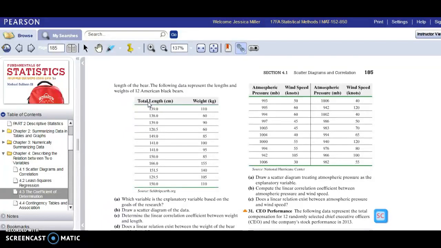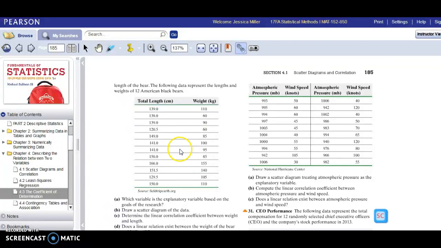So we have 12 bears and 12 rows of paired data. When we're thinking about explanatory and response in part A, think about which one is explaining or predicting the response. So we could think about this as the length explains the weight, or the length is used to predict the weight. So in this case, the length is the explanatory and the weight is the response.